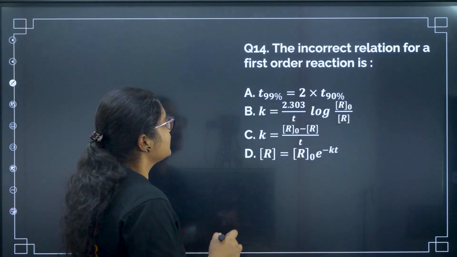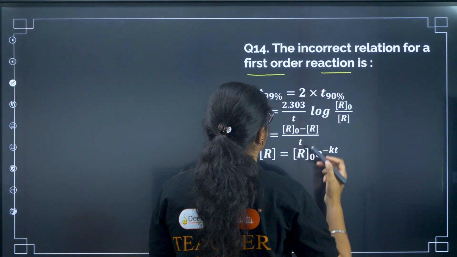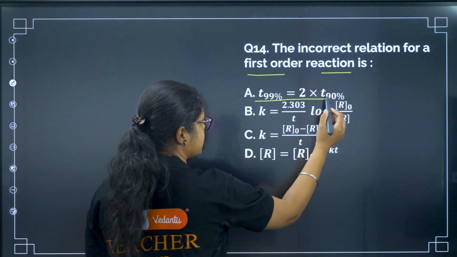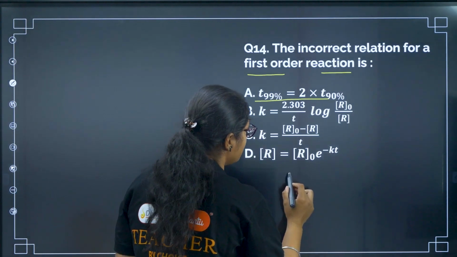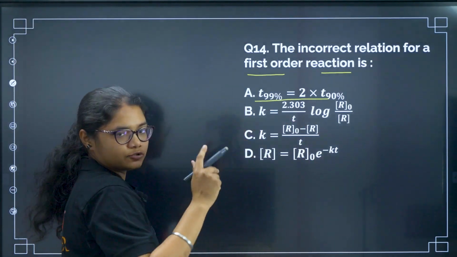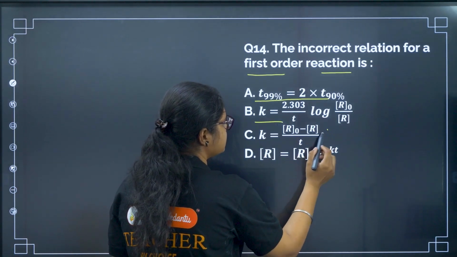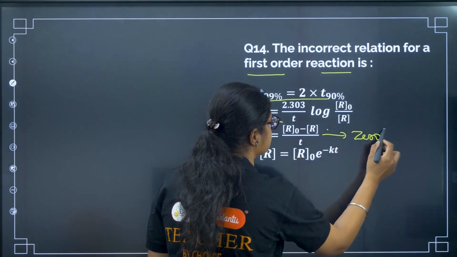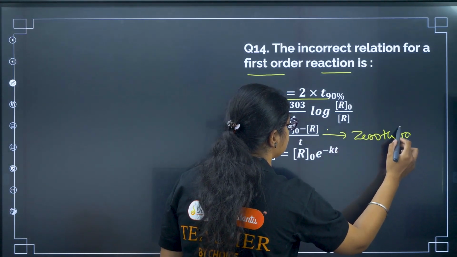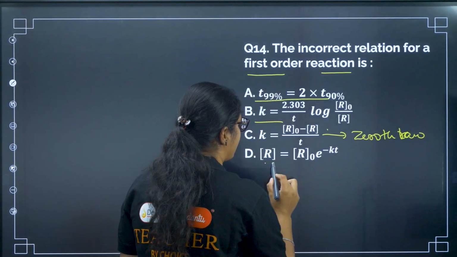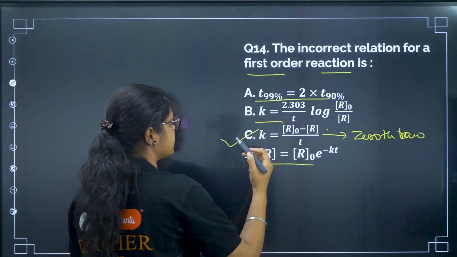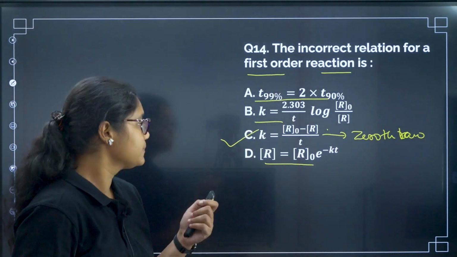Okay, next. The incorrect relation for a first order reaction is, okay, this relation is correct. We have another relation also. You have to remember these two so that you can solve the questions easily. Then this is the integrated rate law. This is the zeroth order law. This equation is for the zeroth order, right? And this is also correct. So the correct answer for this question is option C.